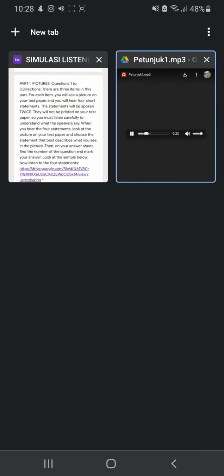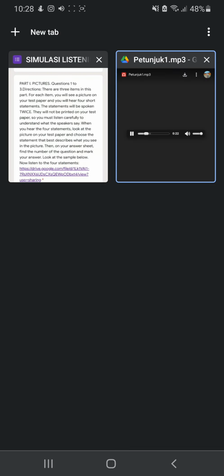In this section of the test you will have the chance to show how well you understand spoken English. There are 4 parts to this section with special directions for each part. Part 1. Pictures. Questions 1 to 3. Directions. There are 3 items in this part.